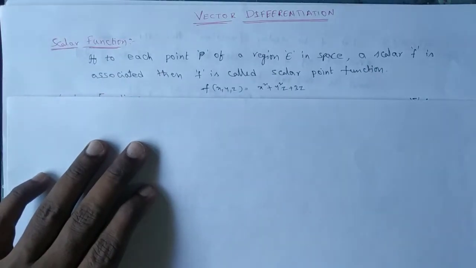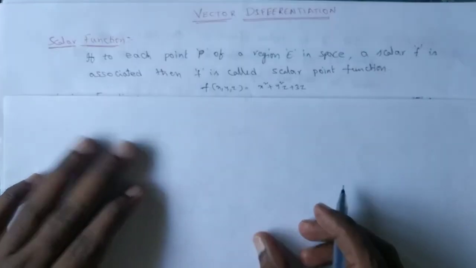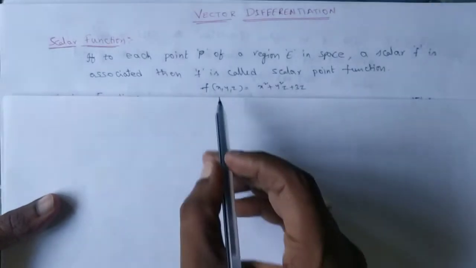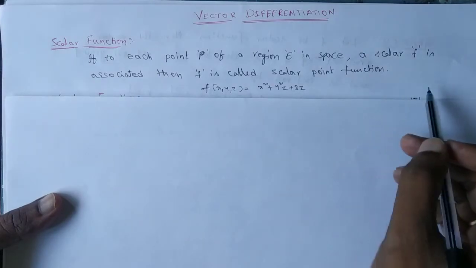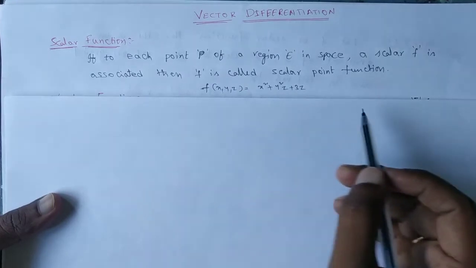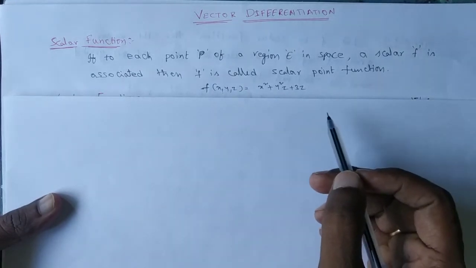Suppose you are taking a region in three-dimensional space, it is defined by the coordinates x comma y comma z, isn't it? So that is why I am taking xyz as the point P of xyz. Suppose you are defining on a plane, x-axis and y-axis, the function will be a function of x comma y. Suppose you are defining on a real line, it will be a function of x only. So like that we can define it.